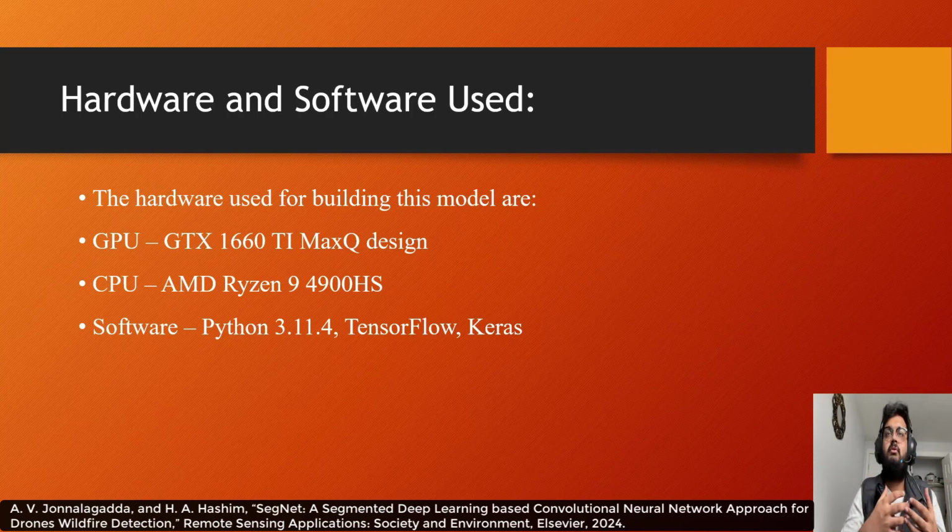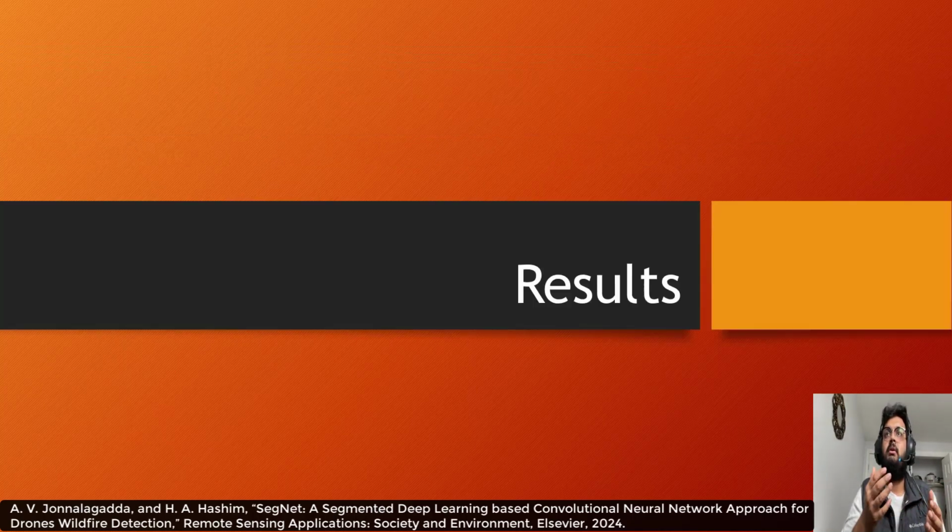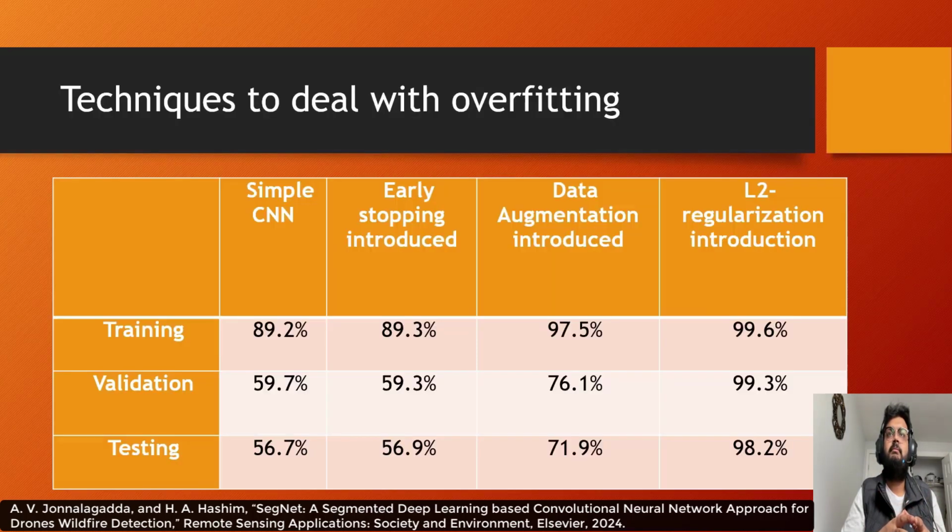In the different stages of making this algorithm, we kept a close eye on how well it worked, as shown in this figure. We carefully noted down the accuracy of the model at each stage of improvement. In the beginning, the model had an accuracy of 56.7%, but it had a problem. The training accuracy was 89.2% and the validation accuracy was a bit higher at 59.7% after 15 epochs. This was a classic case of overfitting.